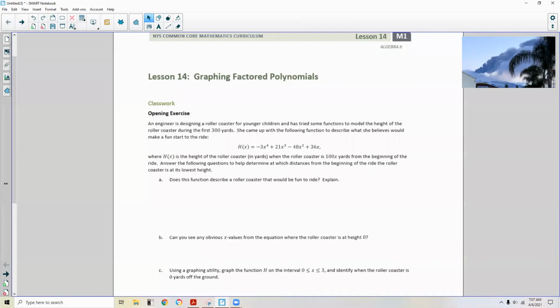Okay, lesson 14, graphing factored polynomials. Now we're going to graph them. So we're going to see why we factor and why we get what are called zeros.